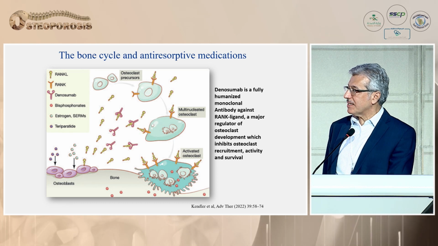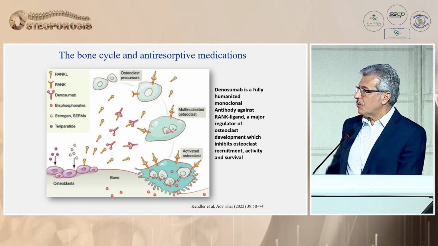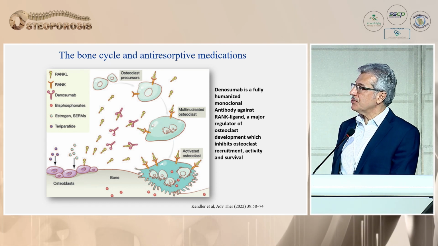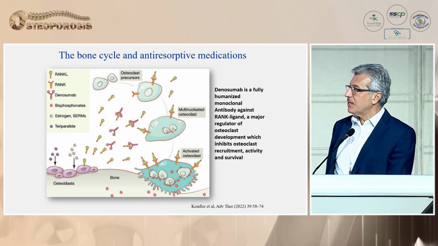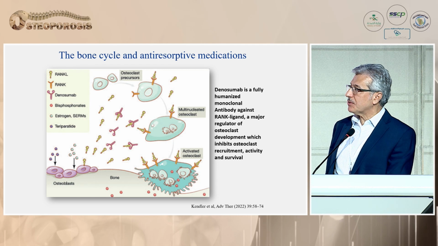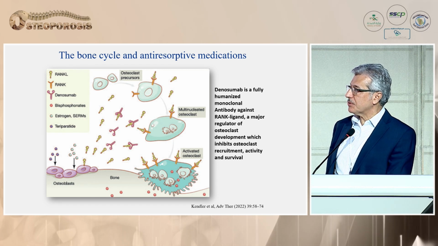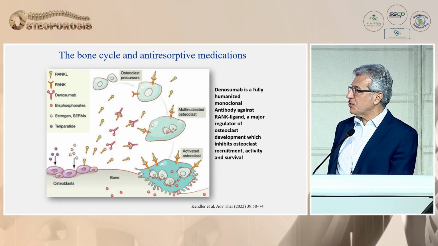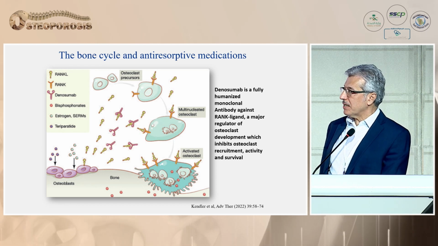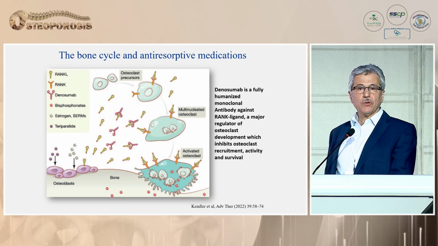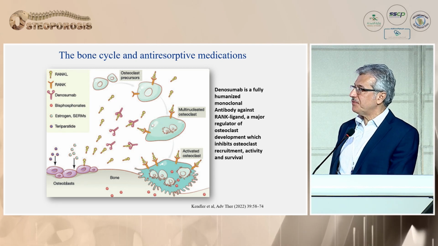Those are the digging, or the resorption cells. And to activate those cells to an active osteoclast, you need to stimulate that receptor, which is the RANK receptor. And this is done by a protein by the osteoblast called RANK ligand. There's another protein called OPG that blocks this effect.